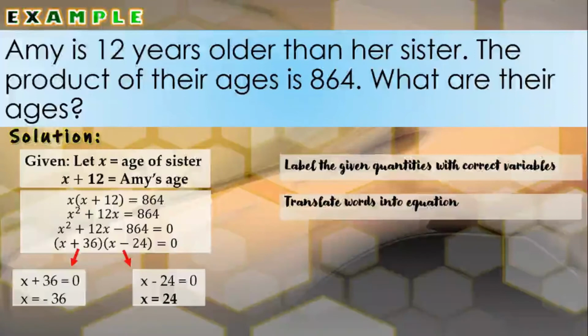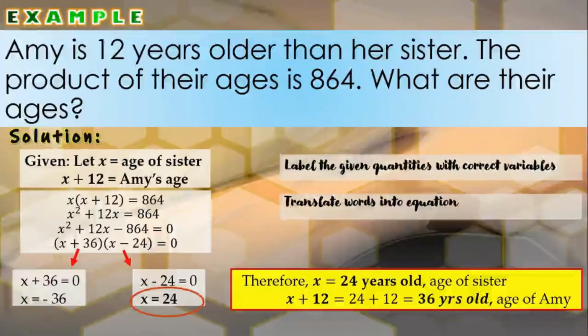Now, between the two answers, which are negative 36 and positive 24, sabi kanina, we have to use logical reasoning. So, walang negative na edad. So, meaning, negative 36 cannot be the answer or the solution. So, that is 24 because that is positive. Therefore, x is equal to 24 years old. That is the age of her sister, while Ami is 36 years old.